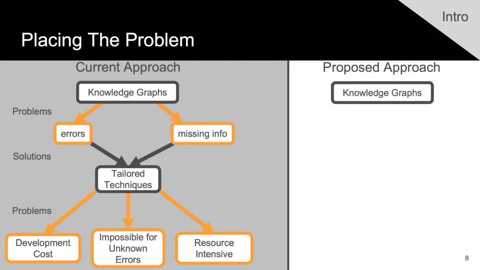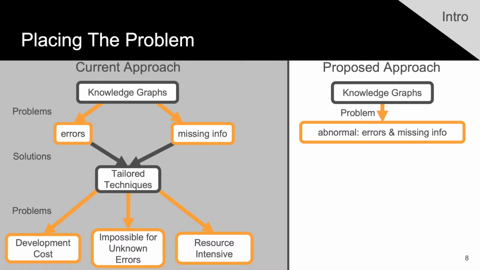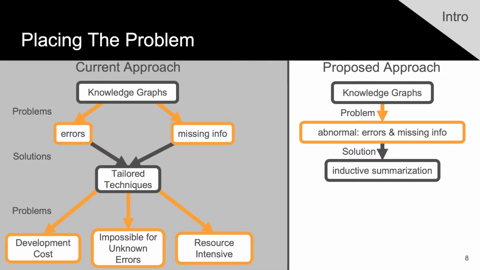So in this work, we're still given knowledge graphs, but instead of viewing these problems as distinct, we're going to view them as one problem, namely that of finding the abnormal things in the knowledge graph. And this allows us to flip the problem to inductive summarization. So summarization allows us to identify what is normal, and then everything that's not normal is abnormal. And we don't so much care about why it's abnormal, although we'll be able to reason about that. We just care that it's abnormal, because this is the common characteristic across all types of errors and missing information.